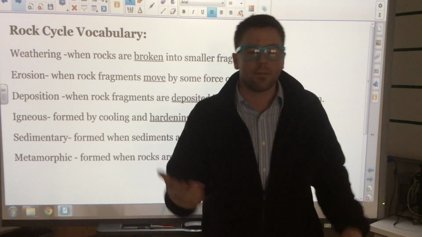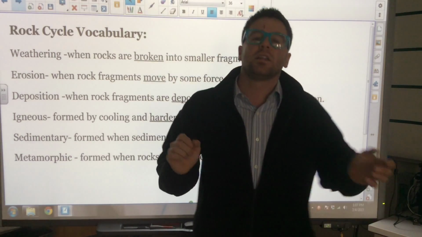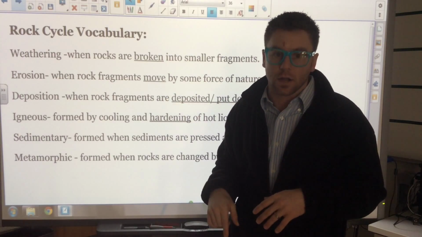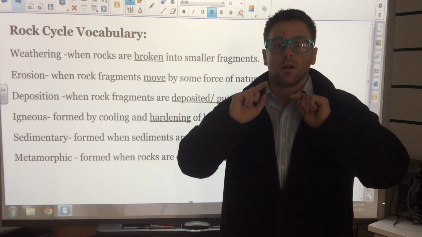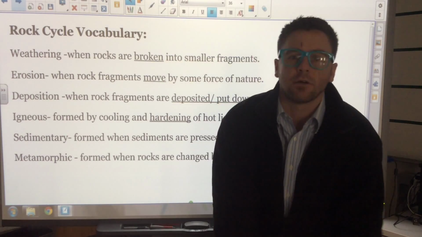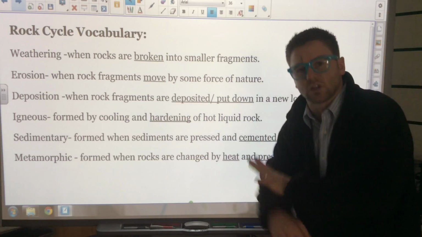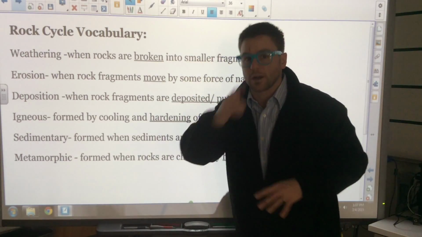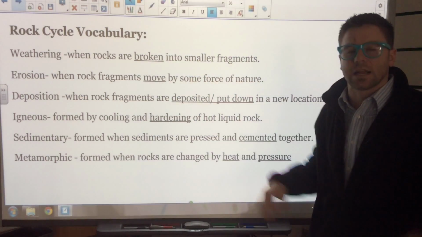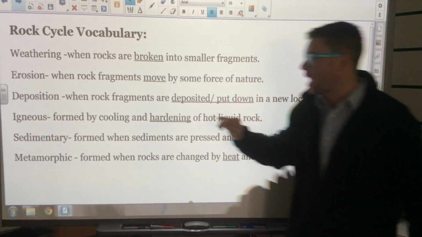And then over time, maybe that river opens up into a lake. Well, when the river opened up into a lake, the flow of the water slows down. So what happens to the things being carried by the water? They drop out of solution. They drop out and sink down to the bottom of the lake. So the bottom of that lake is going to build up layer after layer after layer of sediment that the river is carrying to it. So that's called deposition, right? The depositing of the rock fragments down at a new location.